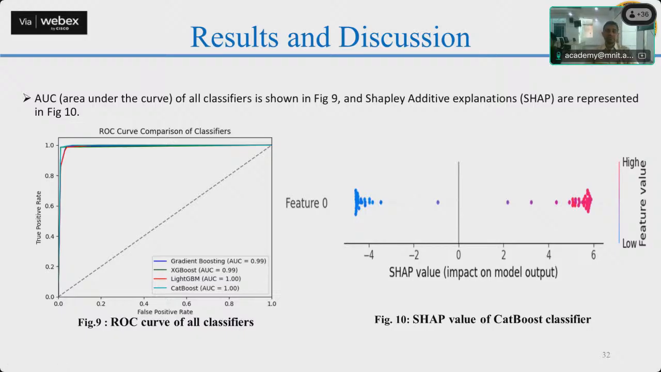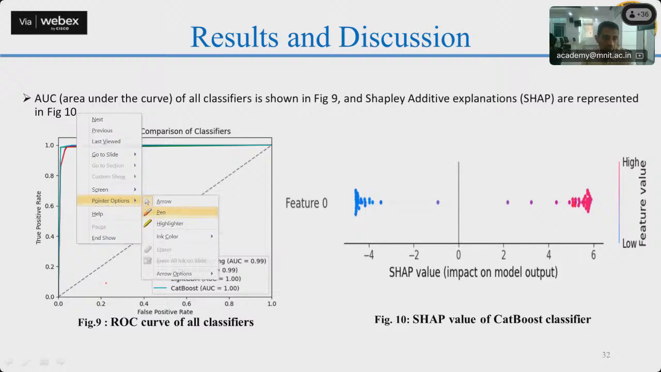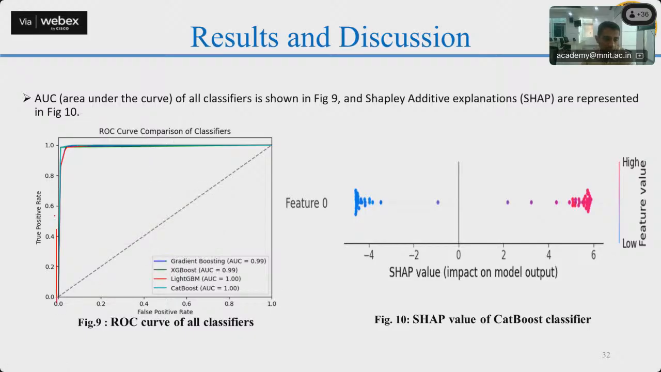When we come to the results and discussion, we see the ROC curve that has been shown here for all the classifiers. It has been shown here.